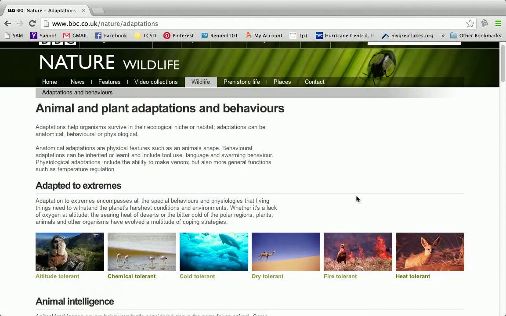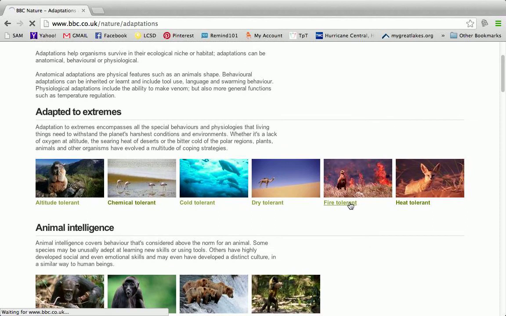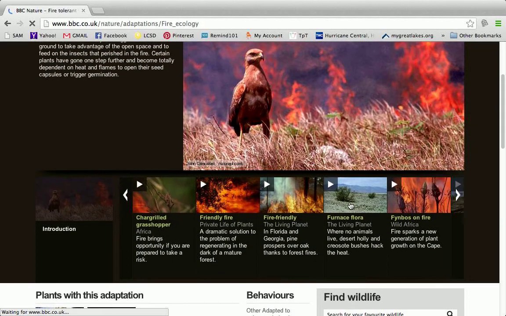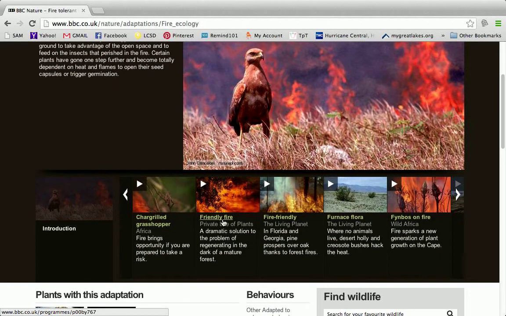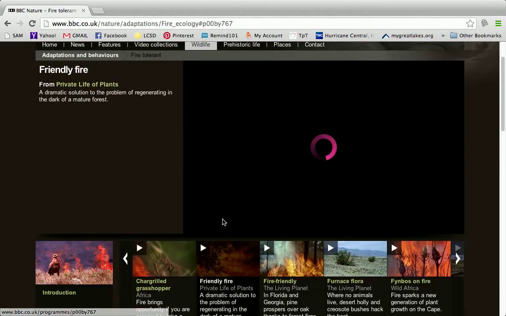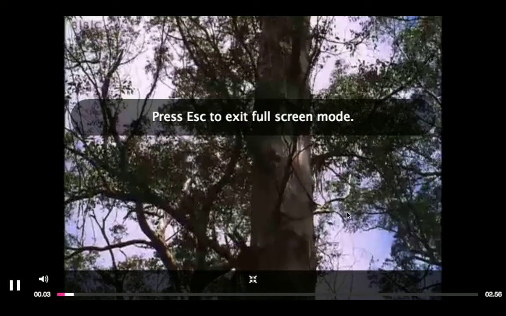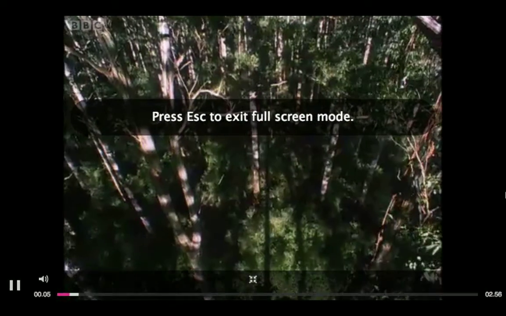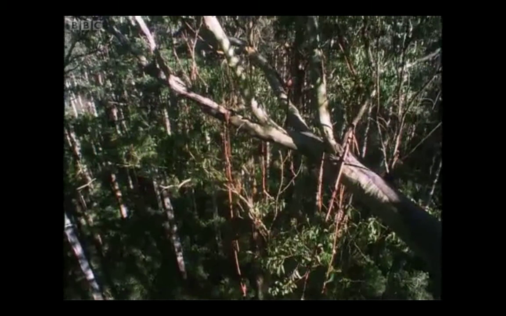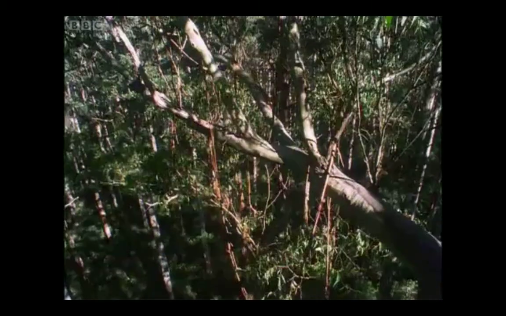Now, some adaptations are with plants. Plants have adapted and evolved just as much as we have. These are called locally mountain ash, but they're no relation of the European ash. In fact, they're eucalypts, and they stand over 300 feet tall.